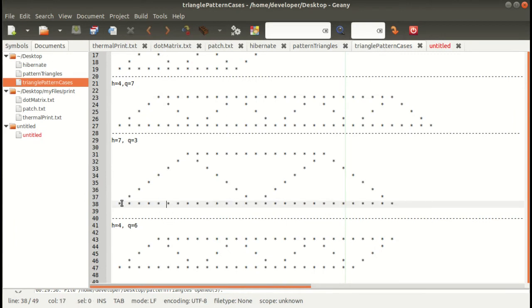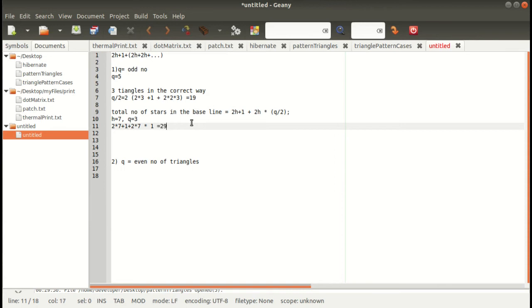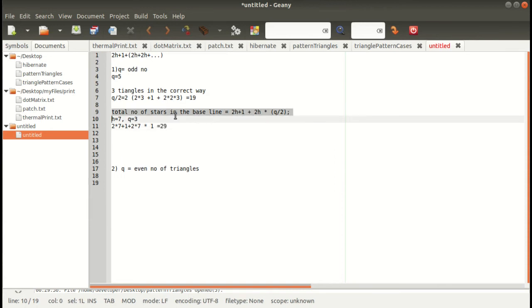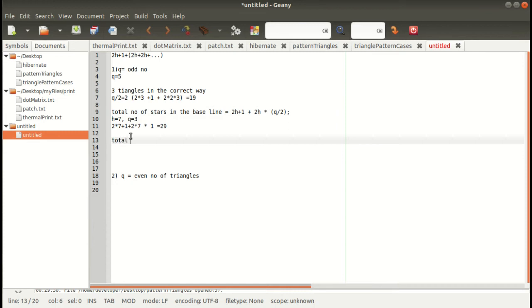1, 2, 4, 5, 10, 15. Sorry, I lost the number. Till here it was 10 and 15, and again this is 10, 25 and another 4, 29. Right, 29 stars. Cool. So the total number of stars in the baseline is this. Now we shall find the total number of stars in the first line.